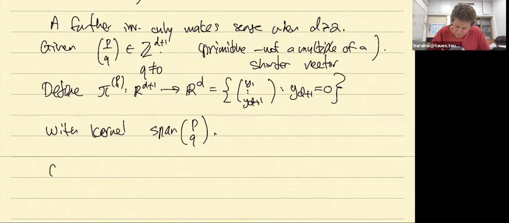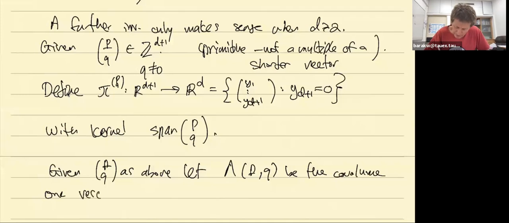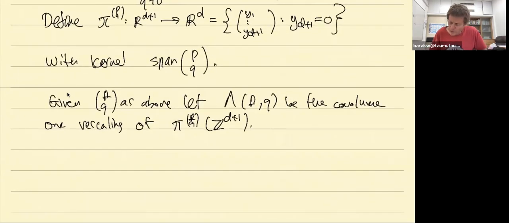And now given PQ as above, I'll write it this way, lambda of PQ, the covolume one rescaling of the projection. I'll explain all the words in a second. So what are we talking about here? So this is a lattice. What does that mean? It's a lattice in R^d, i.e.